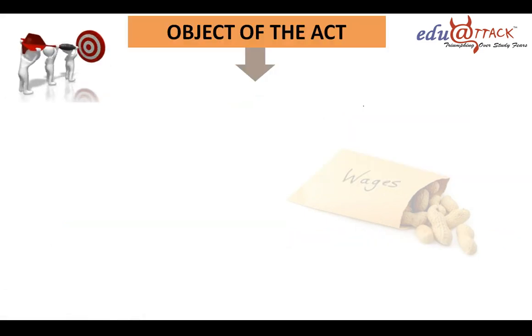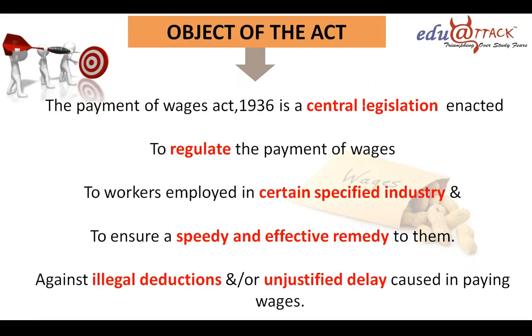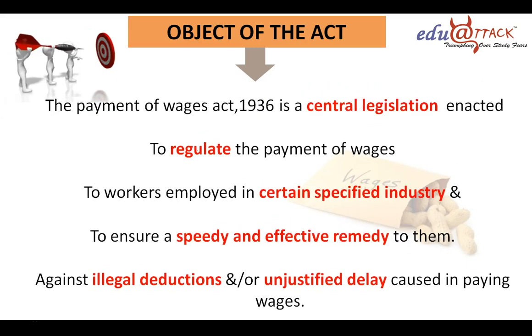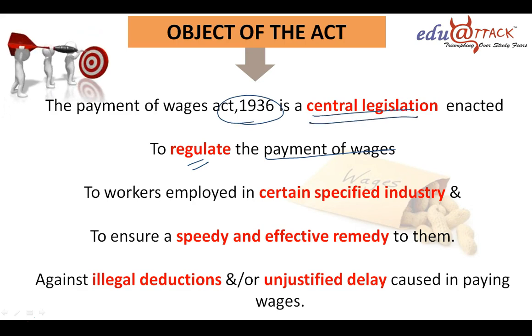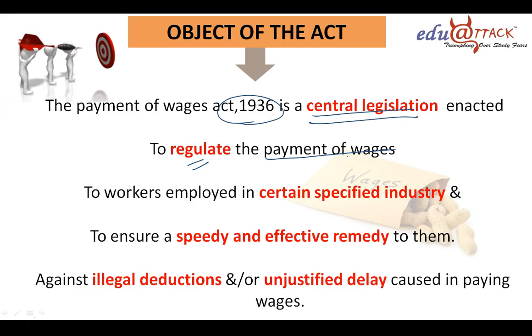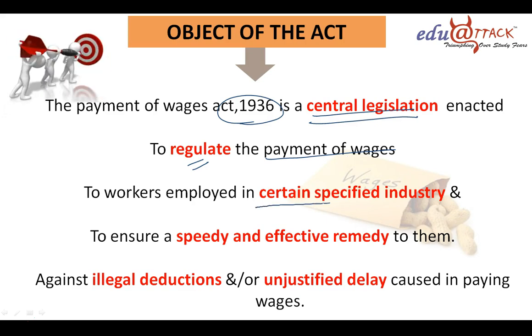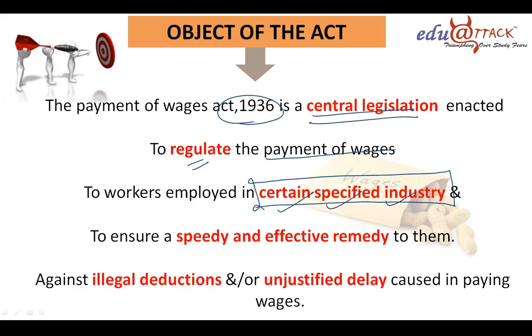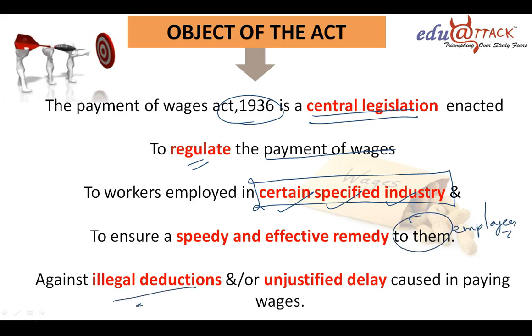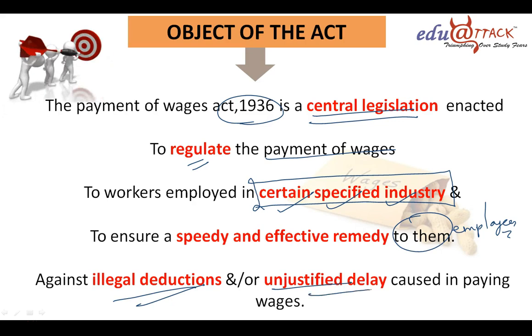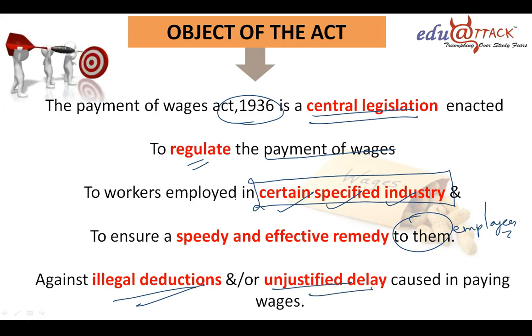We will discuss what deductions are specified in this act. So let's see the object of the act. The main object of the act is to regulate the payment of wages. First of all, the Payment of Wages Act 1936 is a central legislation enacted to regulate the payment of wages to workers employed in certain specified industries. We will read which industries are specified and discuss in detail. It also aims to ensure a speedy and effective remedy to employees against illegal deductions and unjustified delay caused in paying wages. So these are the objects of the act.